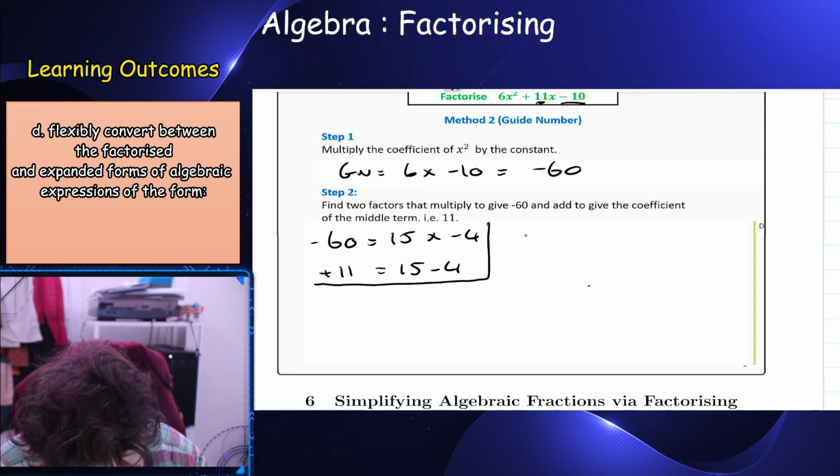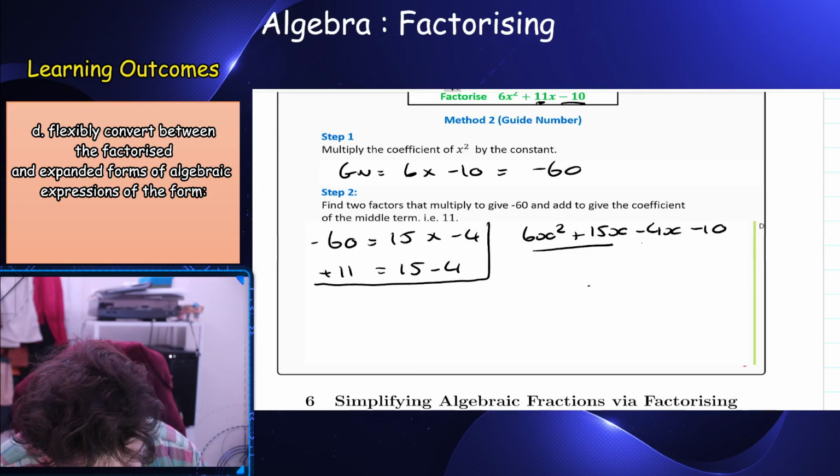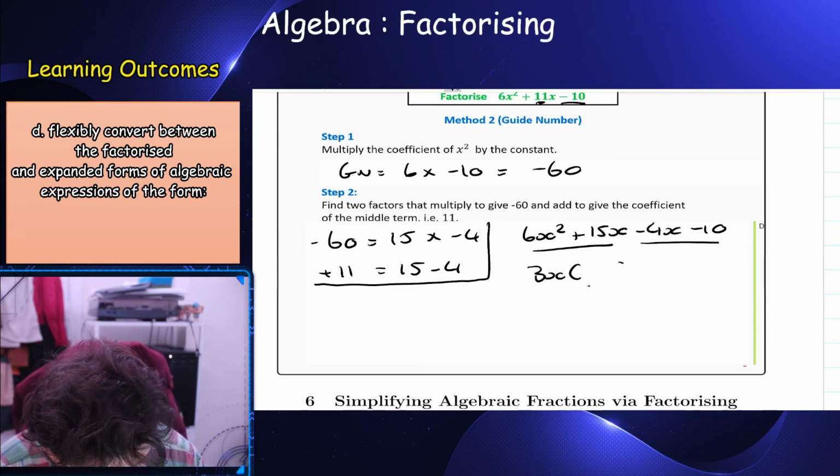So I have 6x squared plus 15x minus 4x minus 10. First pair, second pair. What do you have in common here? Do you have a 3x in common? And so I'm going to be left in the bracket here 2x plus 5.